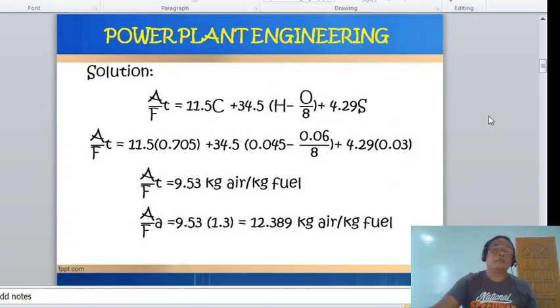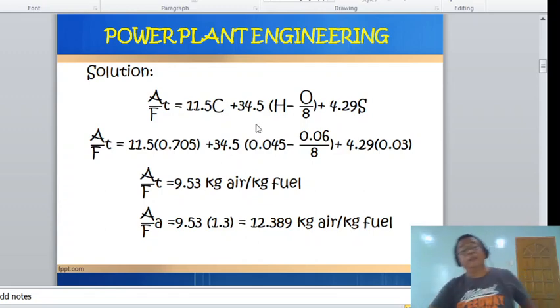First we are going to determine the theoretical air-fuel ratio of the fuel used. We have here the formula for the theoretical air-fuel ratio: 11.5 multiplied by the percentage carbon, plus 34.5 multiplied by hydrogen minus oxygen over 8, plus 4.29 of sulfur. Since the amounts of the chemicals involved in this formula are already given, substituting the values, the theoretical air-fuel ratio now is 9.53 kilogram of air per kilogram of fuel.